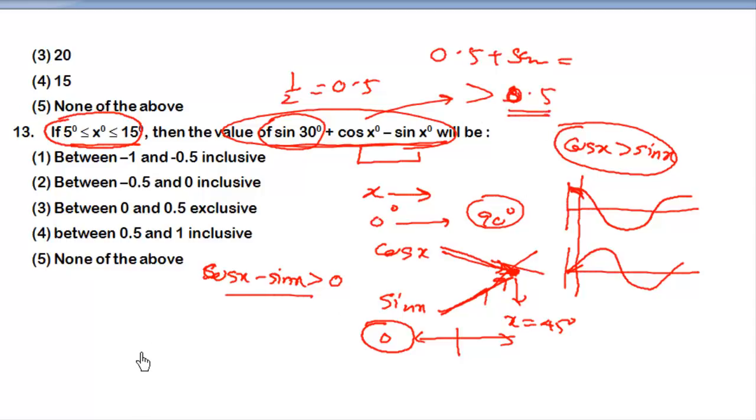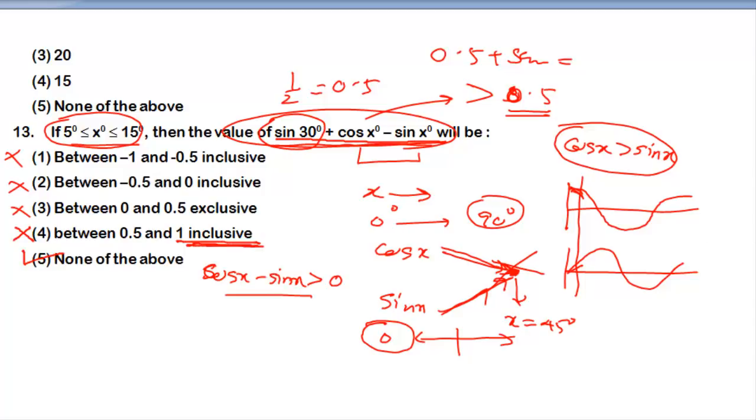Now let's look at the options. So definitely the first two options go out. Even the third option can be negated. The fourth option I'll negate because it says it is between 0.5 and 1 inclusive, right? But we know that the value of this expression will never be 0.5. It has to be greater than 0.5. So here we have to choose the option very cautiously, right? Option 4 has to be negated. The right answer would be option 5.